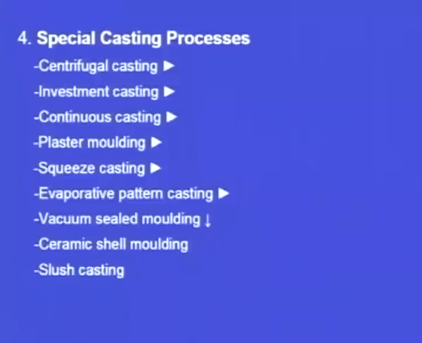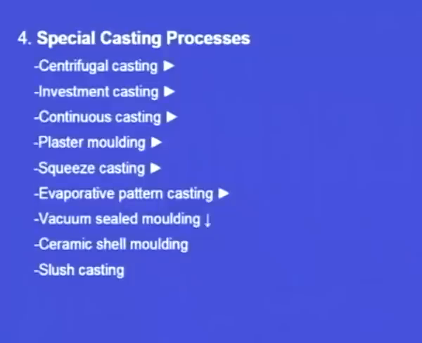We have seen evaporative pattern casting, in which we get better surface finish, but the pattern is expensive. And we have seen vacuum sealed molding, also known as the V process, in which we hold the molding sand by means of vacuum. We are not using any clay or moisture to bind the sand, only vacuum. We are using fine and unbonded fresh sand.